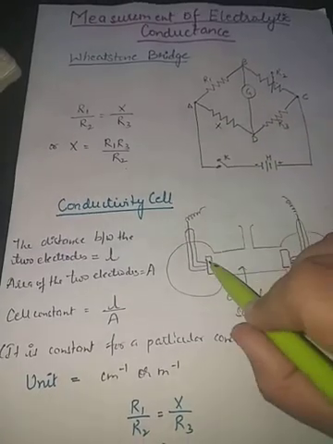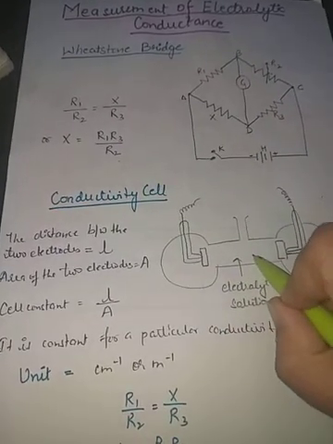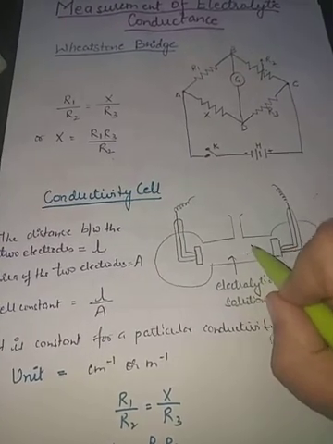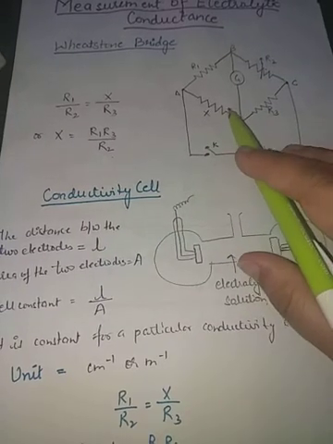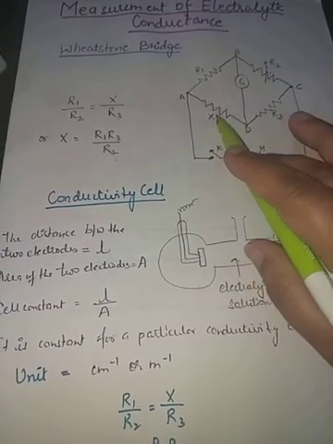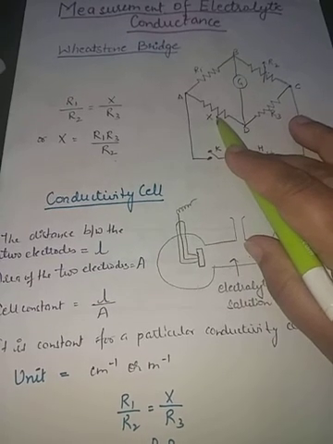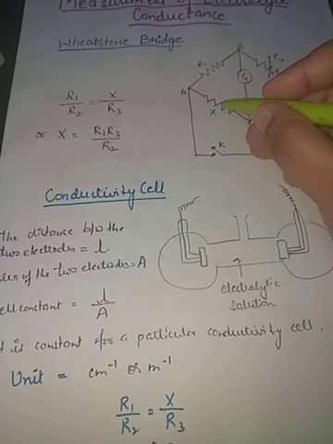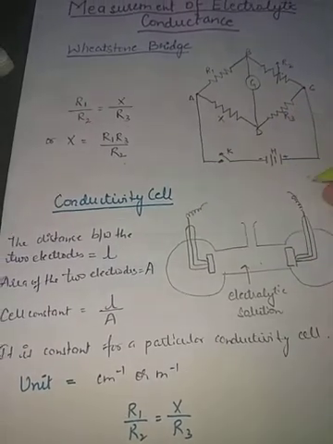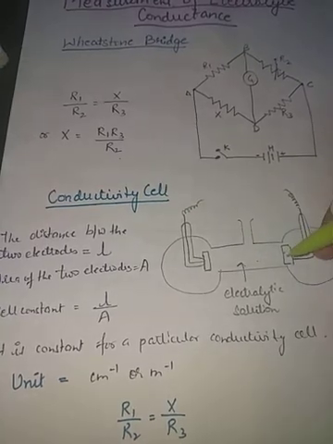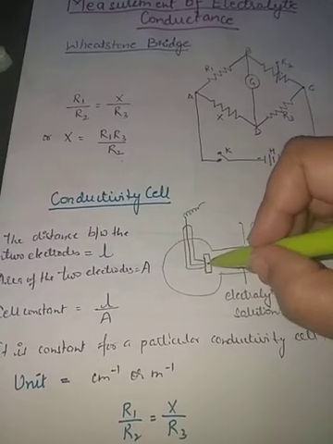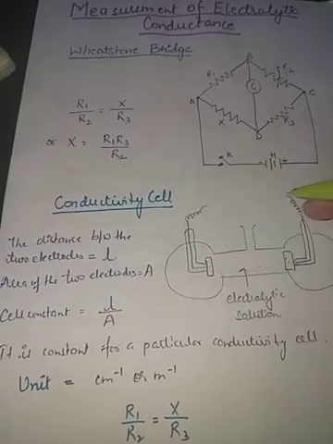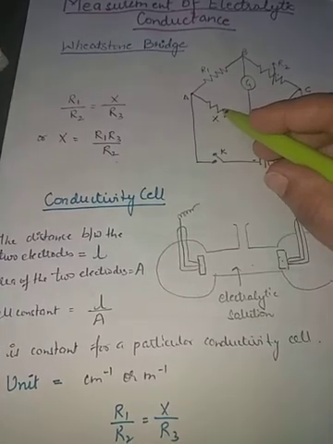Here we will use the conductivity cell in which the electrolytic solution is taken, and we have to find the value of R with the help of this Wheatstone bridge. This is the unknown resistance R, and in place of it, the wires of X will attach to the two wires of these two electrodes. This is one electrode and this is the other electrode, and in this the electrolytic solution is filled. These two wires are connected with this X.